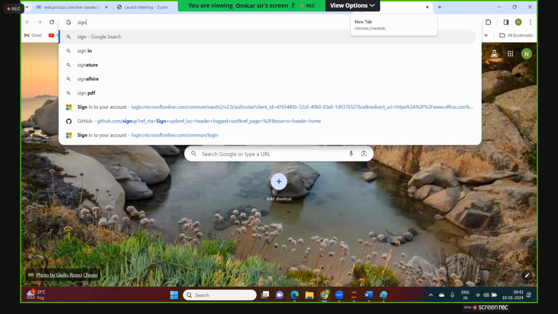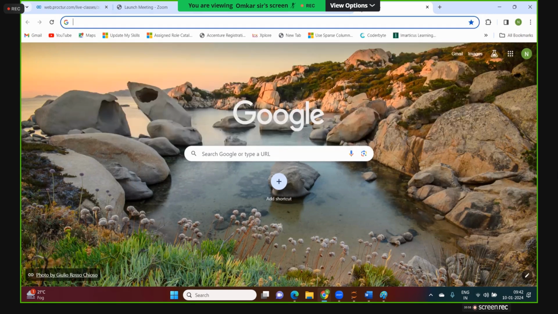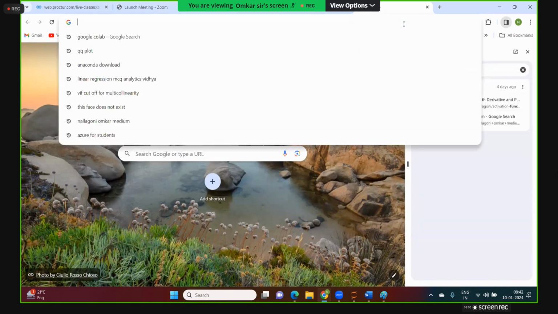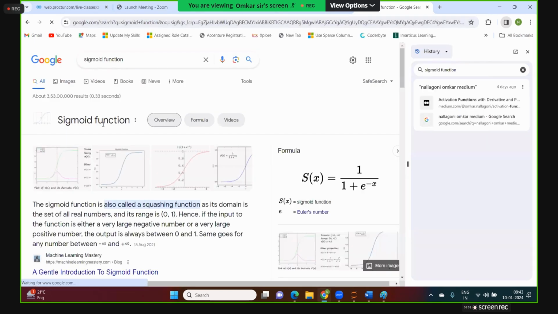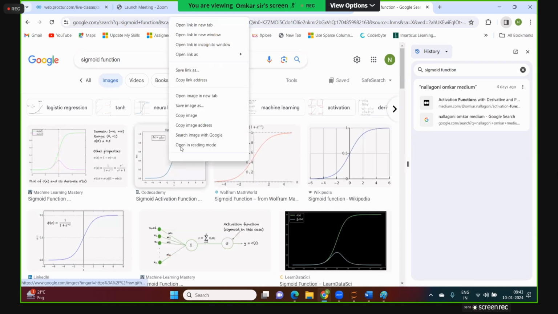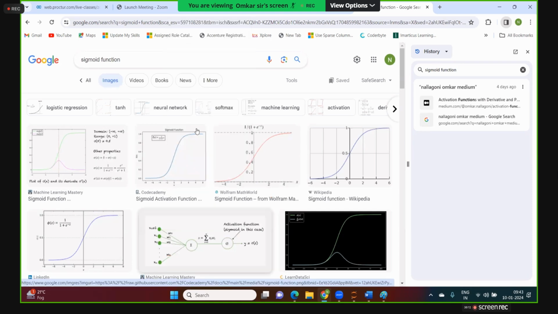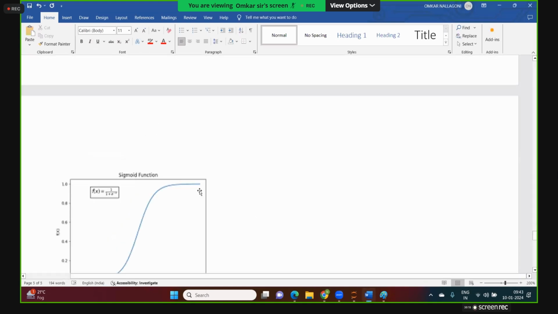Sigmoid is a very, very famous function in deep learning as well as in machine learning. The sigmoid function looks like this.